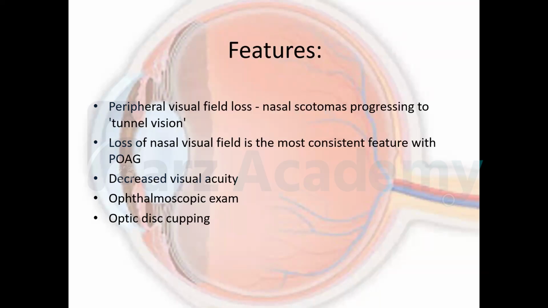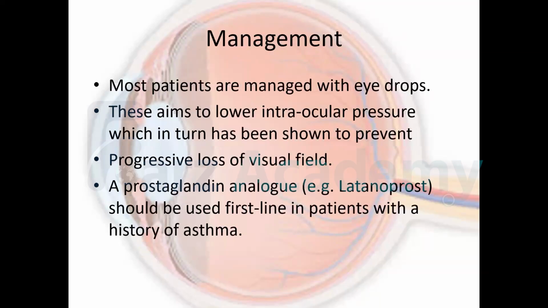And there is also loss of nasal field, so whatever the tunnel vision is consistent with open angle glaucoma. Decreased visual acuity can be there. Ophthalmoscopic examination will show optic disc cupping. So how do you manage a patient with open angle glaucoma? Usually topical eye drops are the main mode of treatment. Whatever treatment we give, the main aim is to reduce the intraocular pressure. A prostaglandin analog like latanoprost is the first drug of choice.